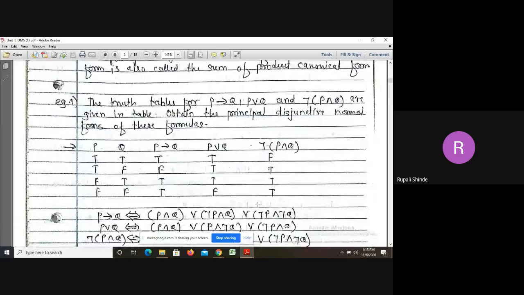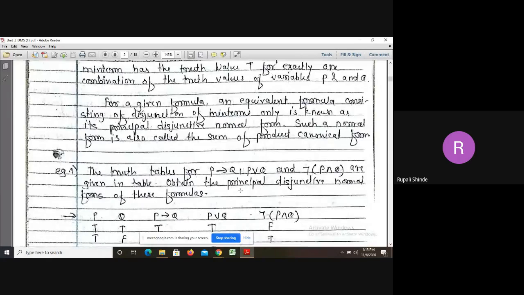Now here they have given one question. But before that we will see the definition for PDNF. So PDNF means sum of product canonical form. The definition is: for a given formula, an equivalent formula consisting of a disjunction of minterms only is known as principal disjunctive normal form. Such a normal form is also called sum of product canonical form. In short, for PDNF there is one alternative name, and that is sum of product canonical form.